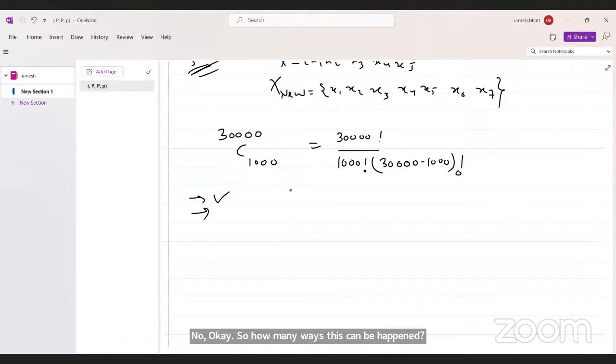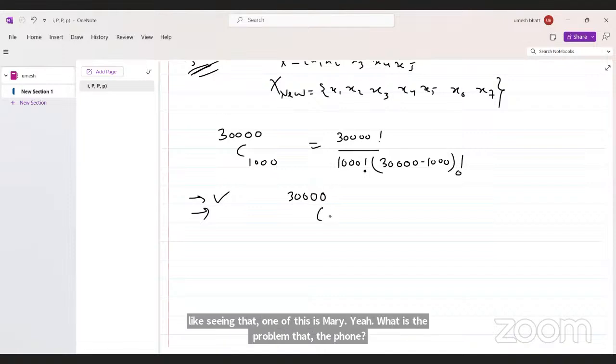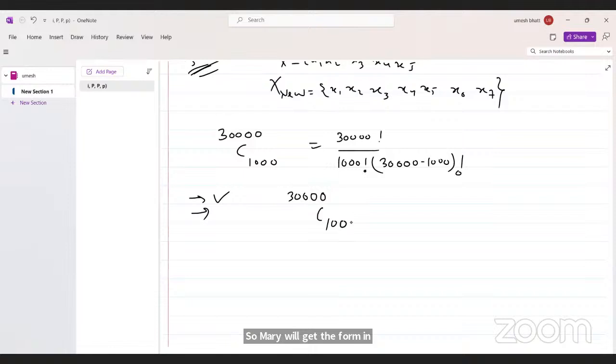So this will happen in how many ways? It's like saying that one of these is Mary. What is the probability that Mary got the form? So Mary will get the form in whatever this 30,000 choose 1,000 is.